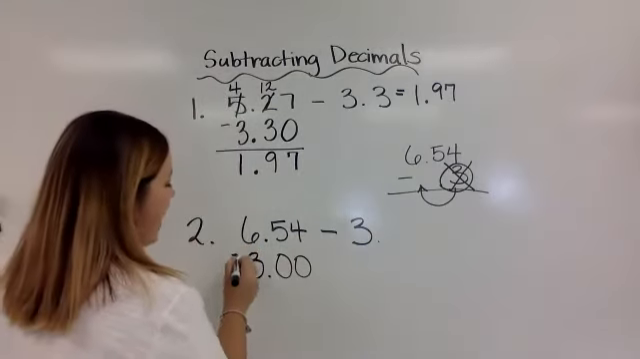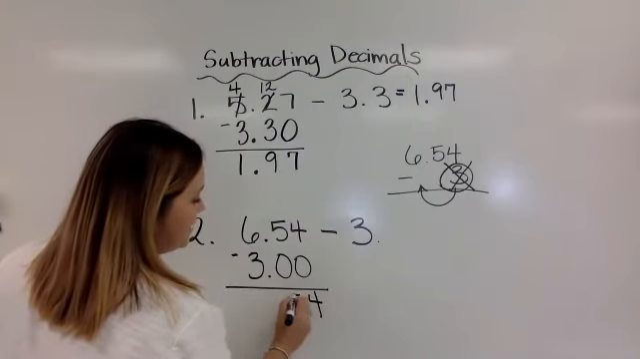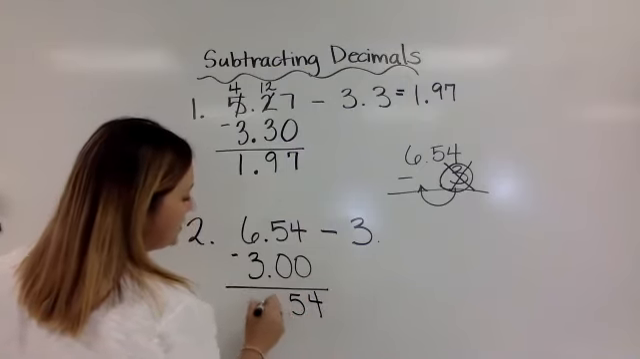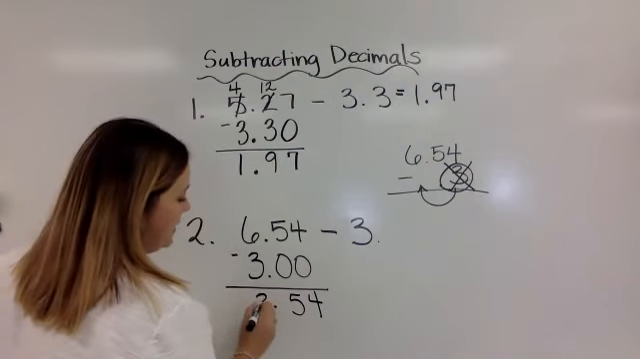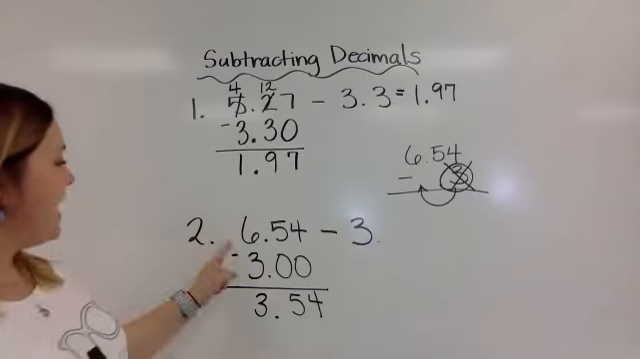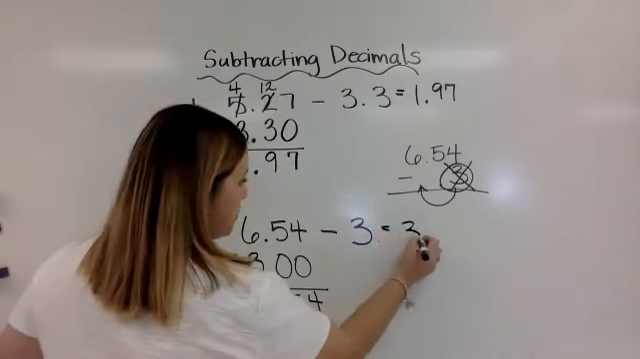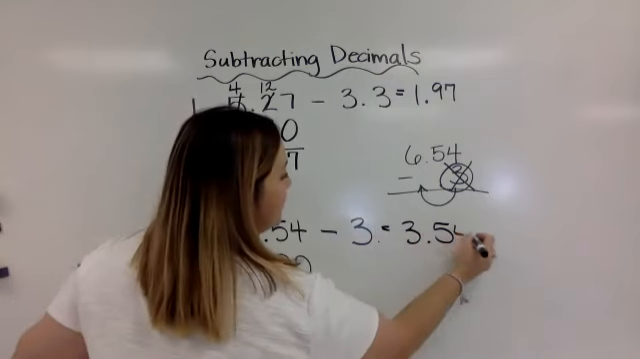Now I can subtract. 4 minus 0 is 4. 5 minus 0 is 5. Bring down your decimal. 6 minus 3 is 3. My decimal's floating there. Let's bring it down. So 6 and 54 hundredths minus 3 equals 3 and 54 hundredths.